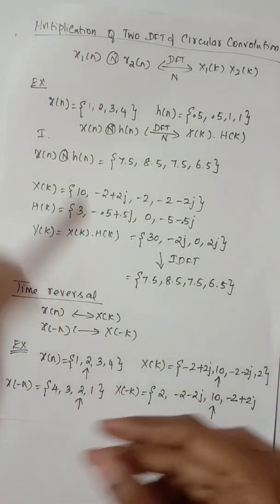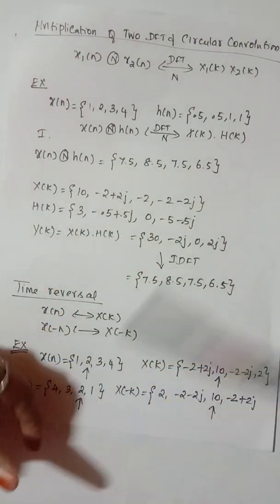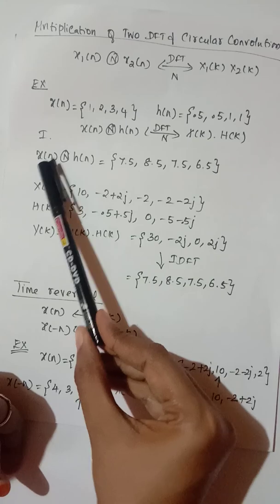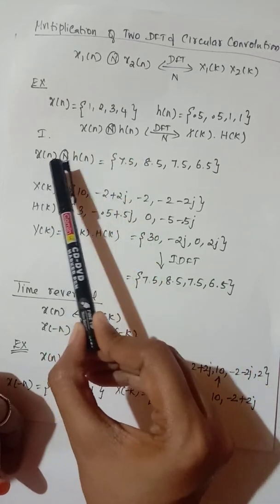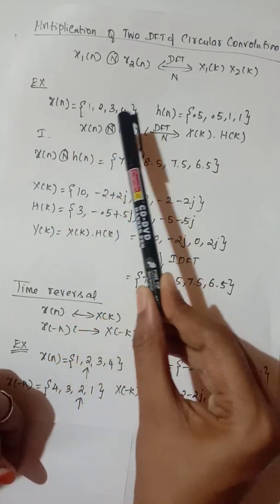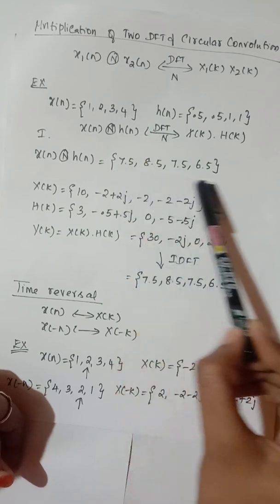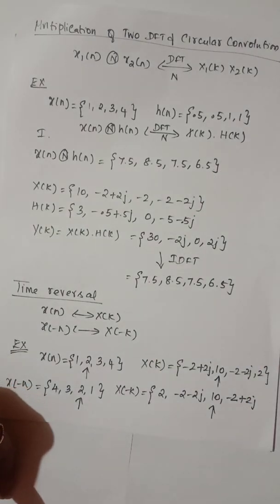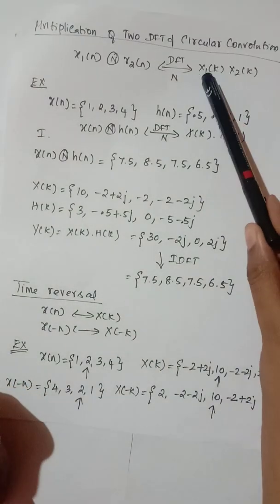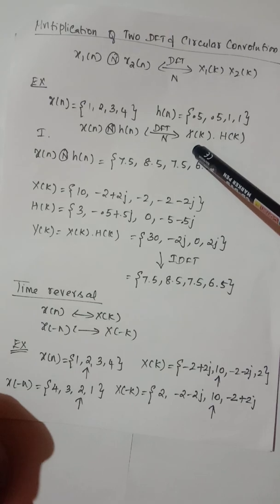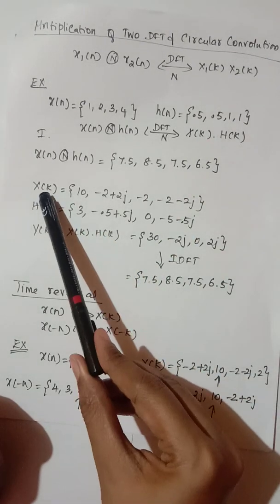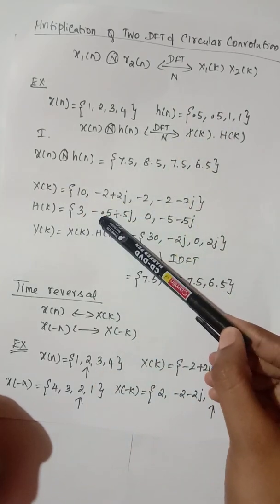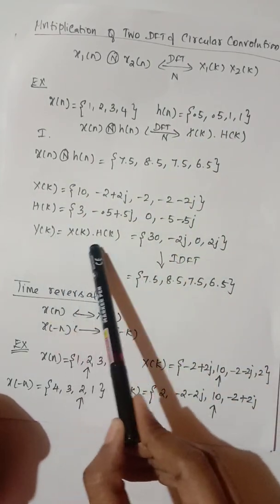Now we will check this, right? x of n is 1, 2, 3, 4 and h of n is this value. So we need to prove this. First we have to perform circular convolution, that is x of n circular convolution h of n. You have done this in tutorial problems and got the answer as 7.5, 8.5, 7.5 and 6.5. Now I need to find x of k and h of k. For x of n I have found x of k, for h of n I have found h of k. Now I am going to perform multiplication.